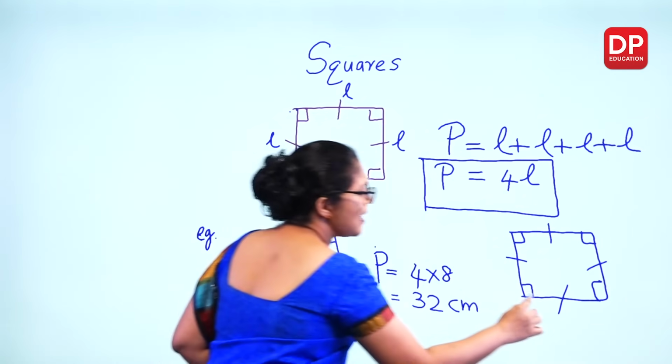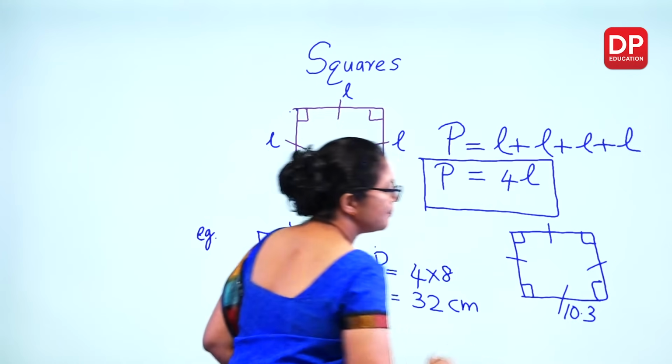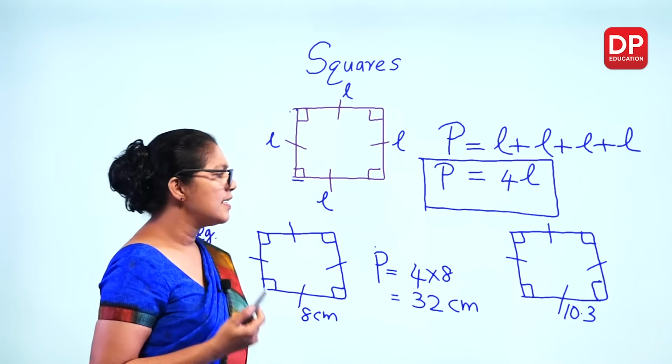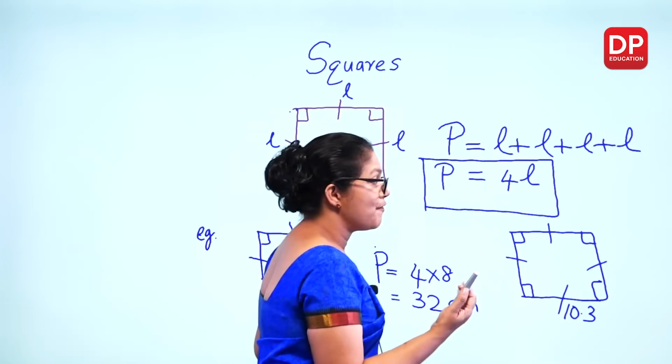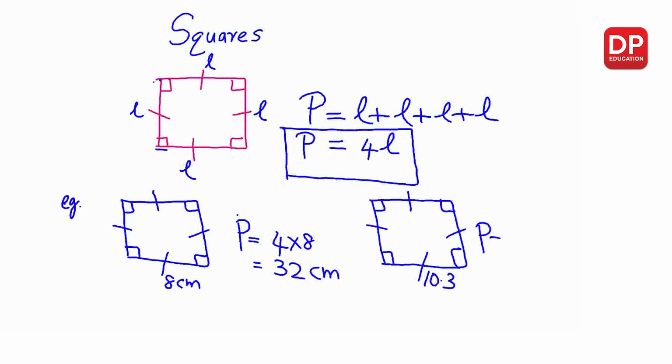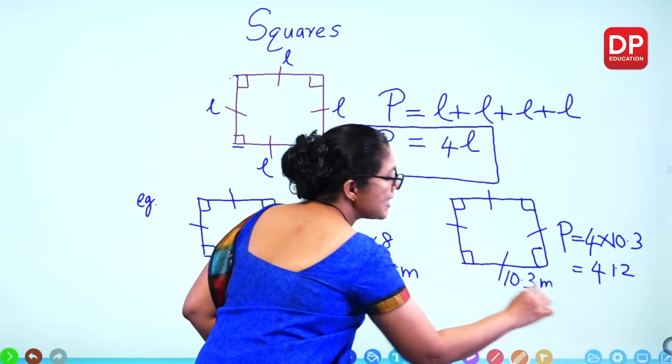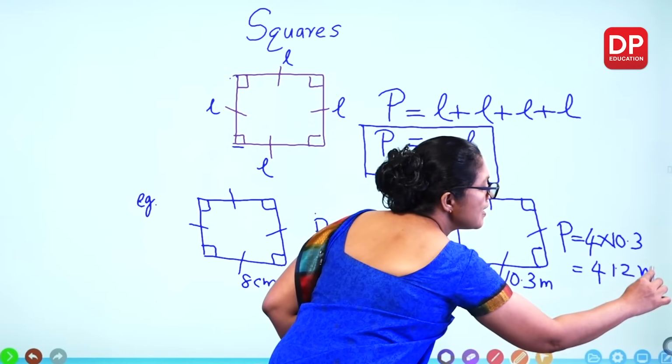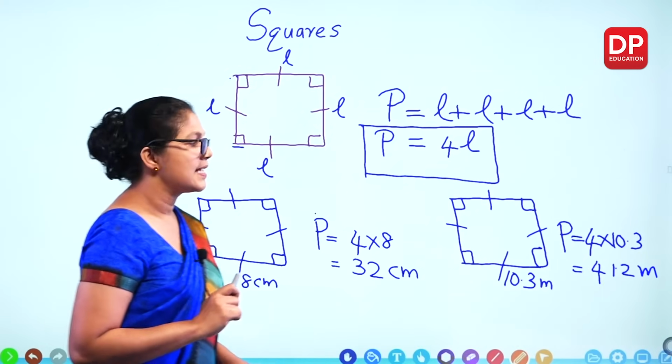One side is given 10.3. Find the perimeter of this figure. So how can we find out? We know one length is 10.3. So straight away you can write down this as 4 times 10.3, multiplied by 4. 4 times 3, 12. 4 times 1, 4. And you need to put a decimal place. So if this is in meters, the perimeter is also in meters.